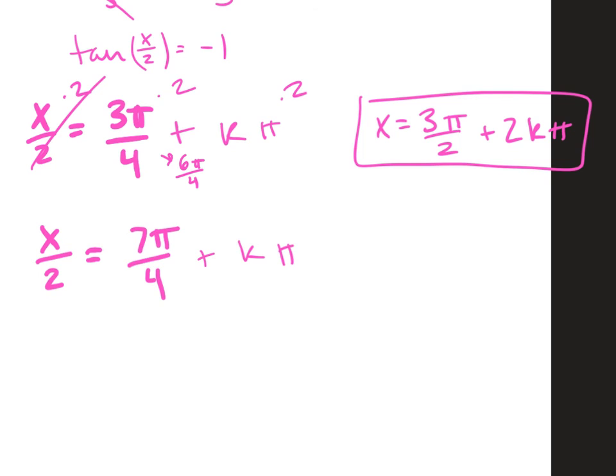Do the same thing for the second one. Multiply everything by 2. So x is equal to, what's 7 pi over 4 times 2?